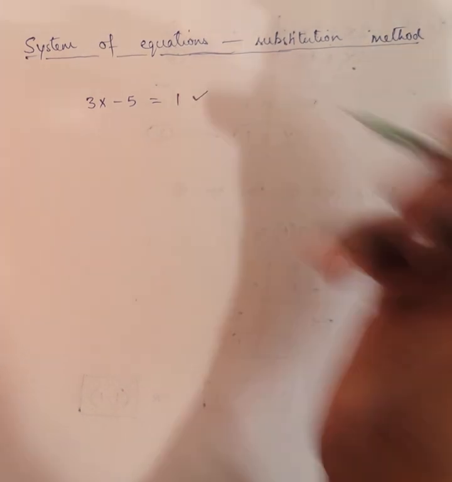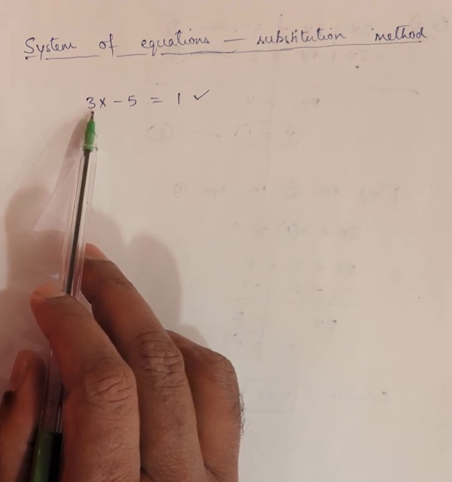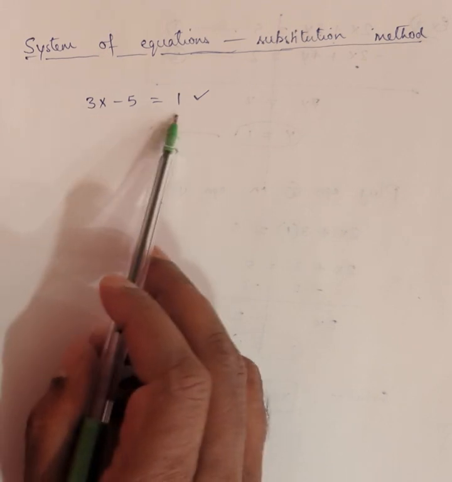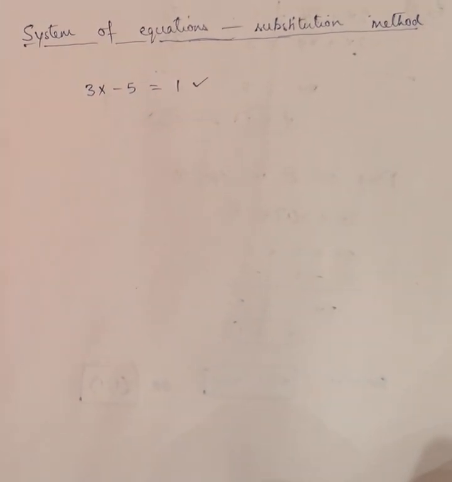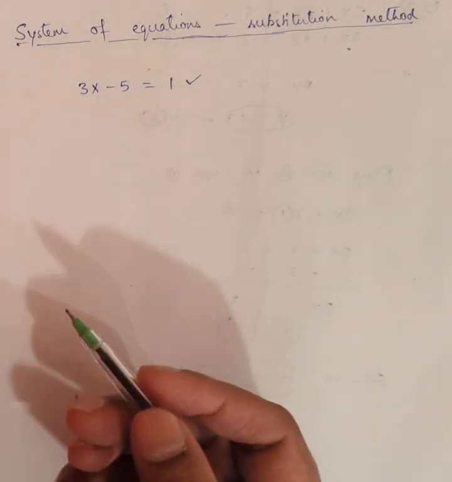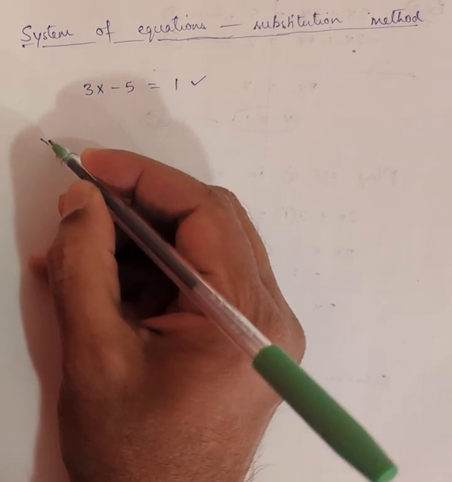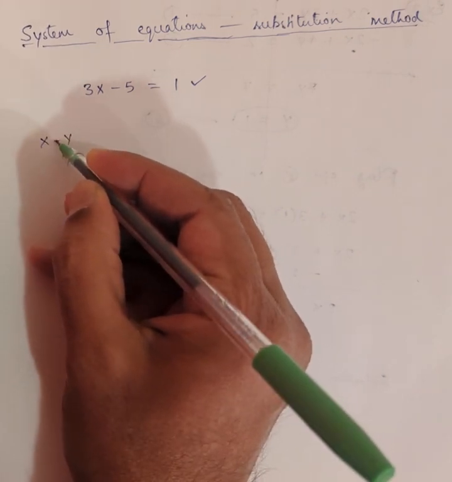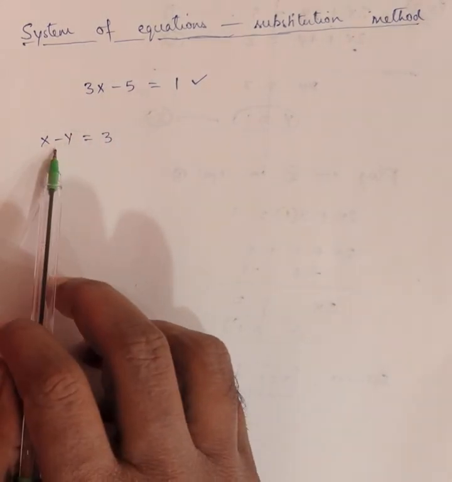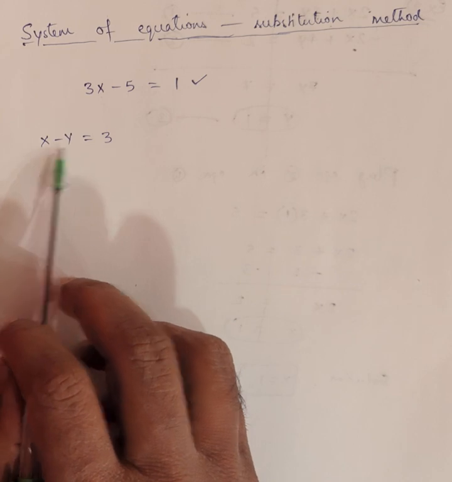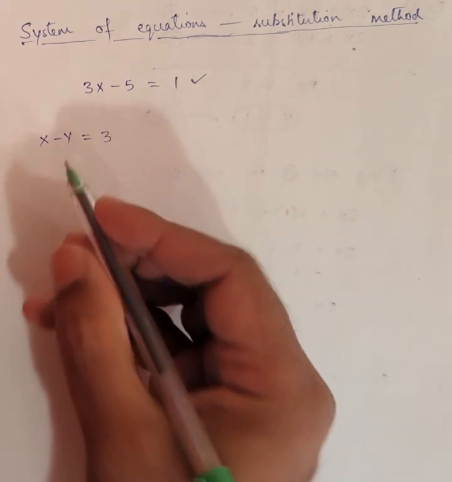So I'm assuming that this is taken care of. You can solve for one variable. There's only one variable, x, in the entire equation. Now what I'm going to have is two variables. Say x minus y equal to 3. Now with just one equation in two variables, I'm not going to have a unique solution. So there are several solutions.